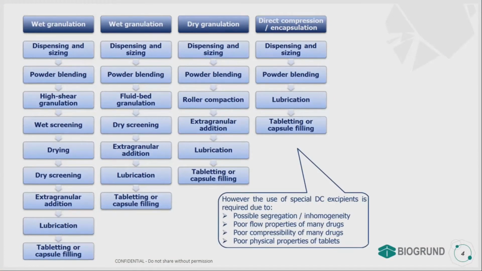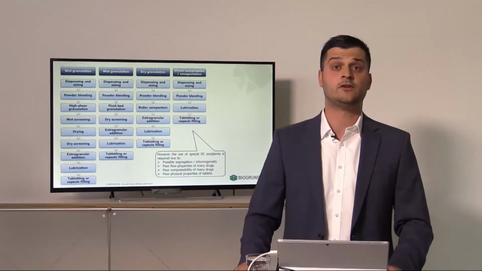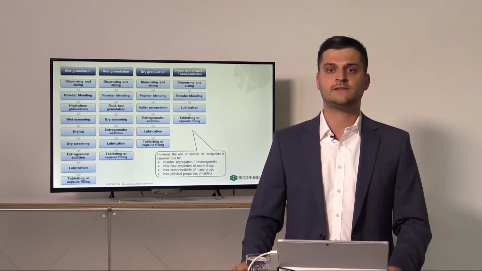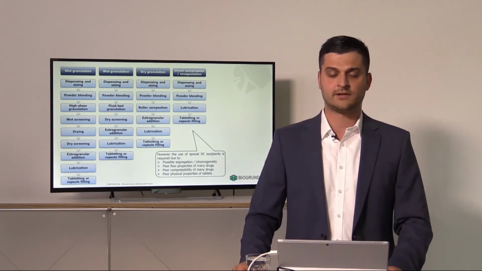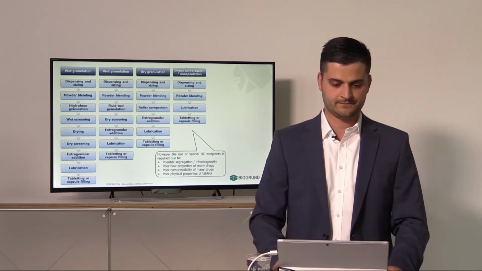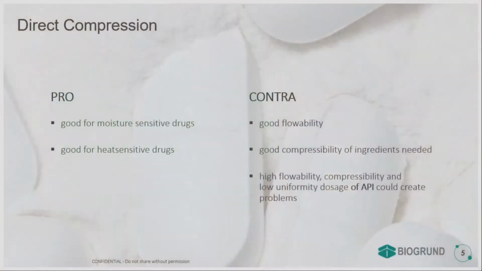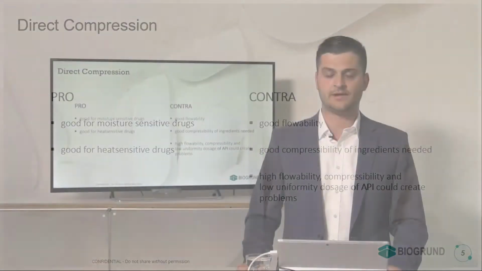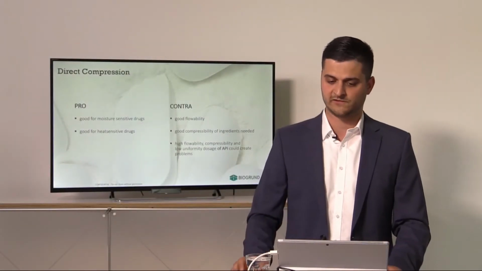However, the use of special, carefully selected direct compression excipients is required due to possible segregation or inhomogeneity, poor flow properties of the drug, and poor compressibility of many drugs. As a conclusion, we can say it is absolutely useful for moisture or heat-sensitive drugs. On the other hand, good flowability and good compressibility of the ingredients is advisable. Furthermore, a low uniformity of the API could create certain problems.